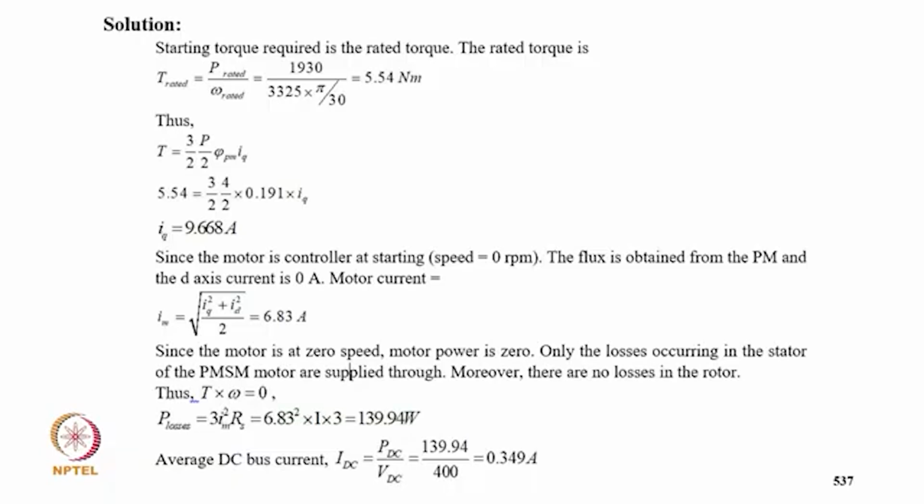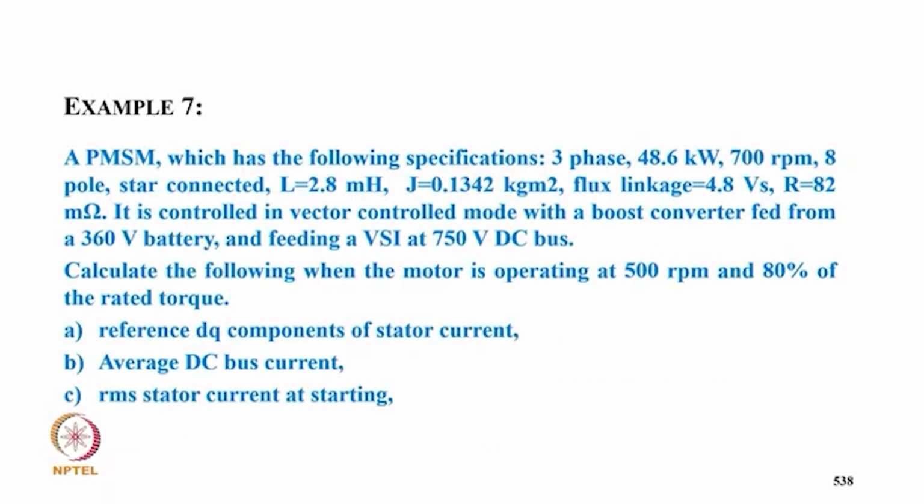Since the motor current controller at starting, the flux is from the PM and ID is 0, therefore IM equal to under root IQ square by 2, that is 6.83. Since the motor is at 0 speed, the motor power is 0, and the only loss is supplied through the source, P loss equal to 3 IM square RS, so it comes 139.94 watt, and the average DC current IDC equals PDC upon VDC, it comes 0.349 ampere.